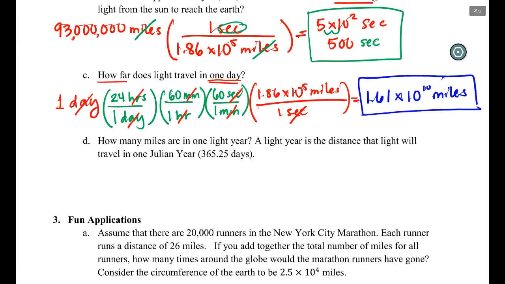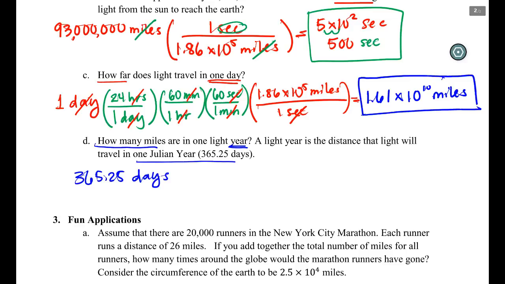All right. Our last question is asking again about miles, and now it's saying in 1 light year. So the light year is a distance light will travel in 1 year. So again, we're looking for miles, and they've started us off with this 365.25 days.